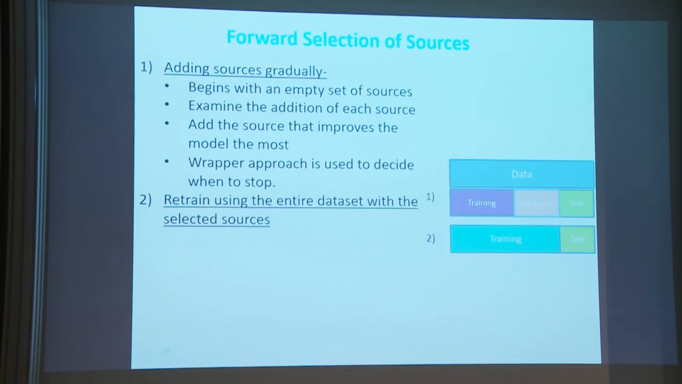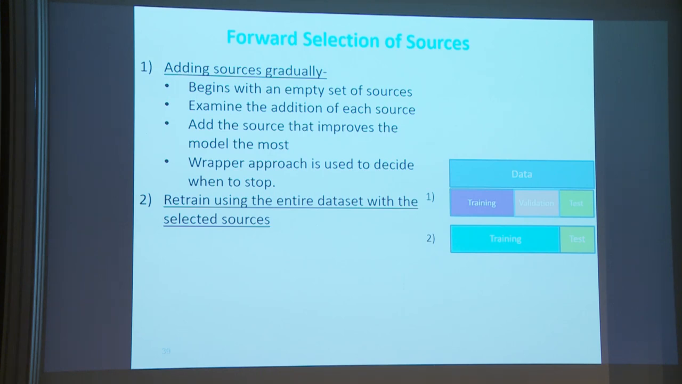Now, one thing that we found out is that it's not a good idea to use all the source domains at once to create the prediction model. A better way is like what we do in a simple regression task, where we add each one of the source domains gradually.